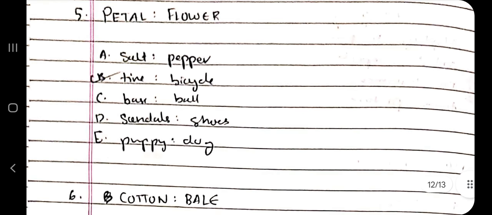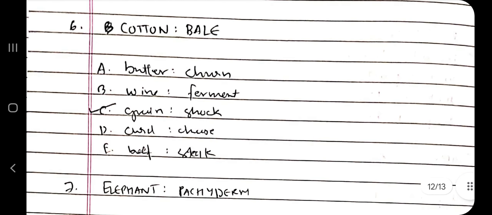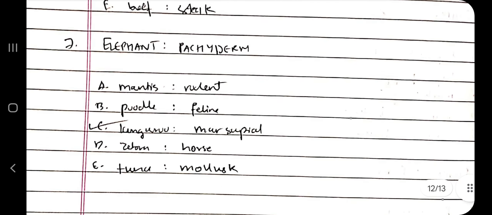Petal is a part of flower. Tire is a part of bicycle. Means store cotton together in bales, store grain together in shocks. Elephant is a pachyderm. Pachyderm is the animal which has the thick skin. And kangaroo is a marsupial. Marsupial means which has pocket. Okay.